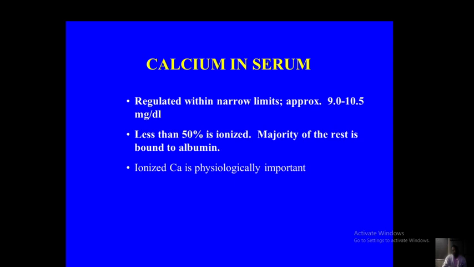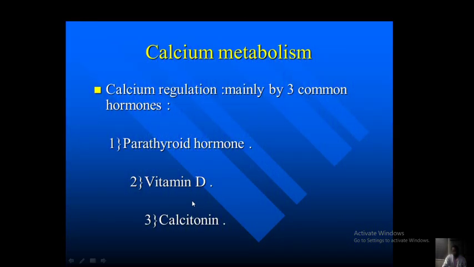So calcium appears in two forms. One is the bound form, that means bound with albumin. The non-bound form is called the ionized form. The ionized form is the active form. So ionized calcium is physiologically important. I told you at that time, if there is a decrease of albumin, we will find a low level of calcium. So every low level of calcium should be correlated with the level of albumin or total protein. Okay. So how is calcium metabolized and regulated?